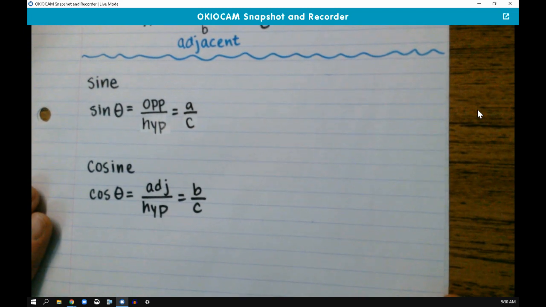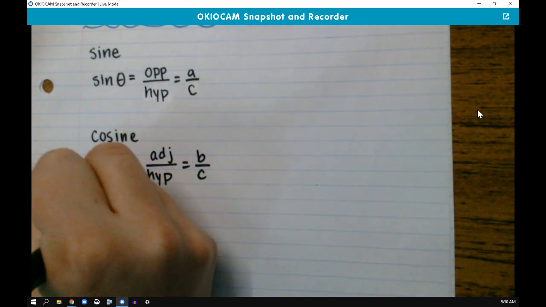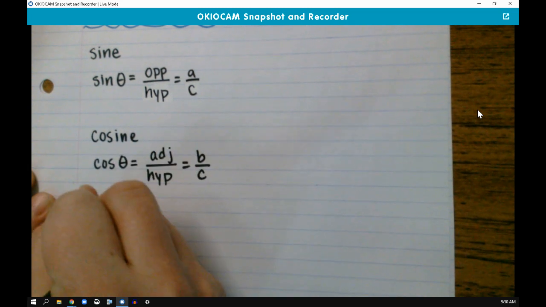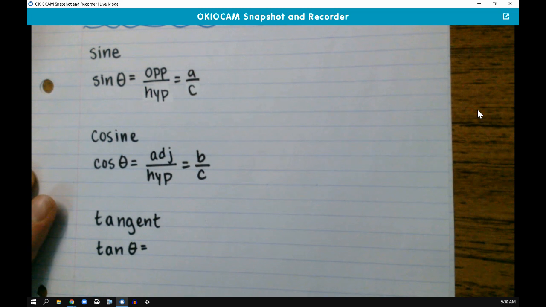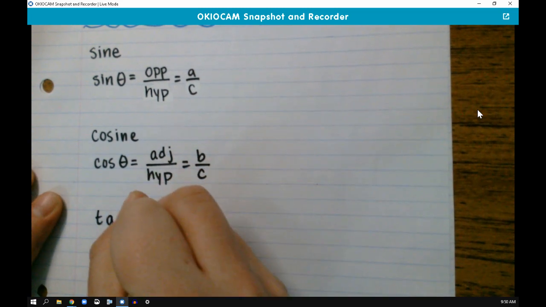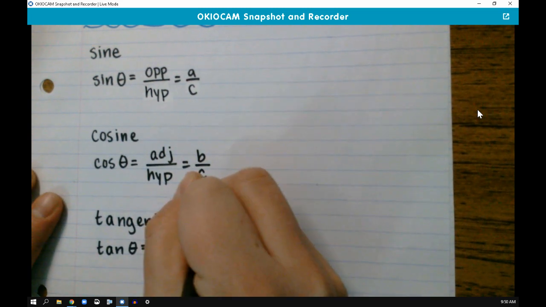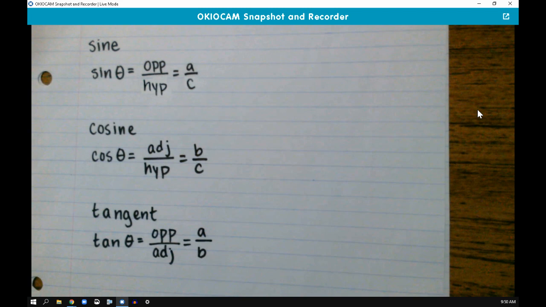So sine, cosine, tangent. Tangent abbreviation is TAN. Tangent of theta is our opposite over our adjacent, which using letters would be A over B. Okay, so we've got sine, cosine, and tangent.